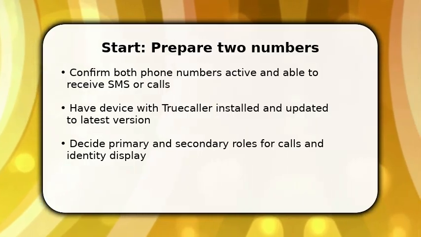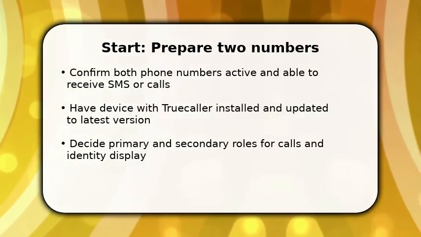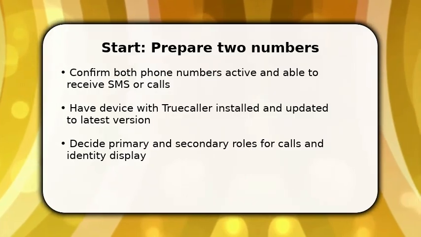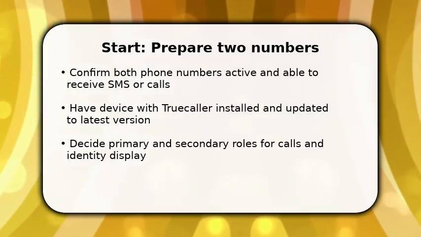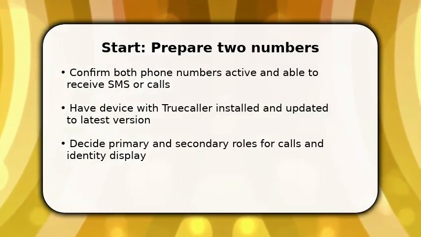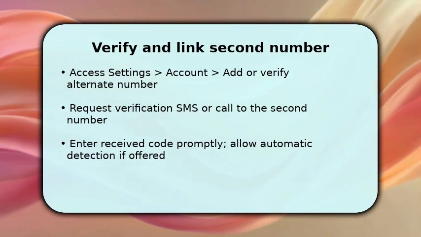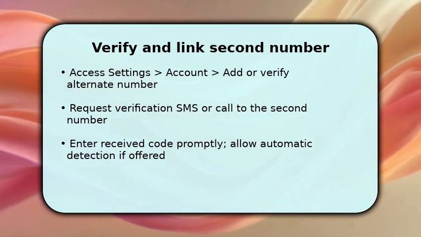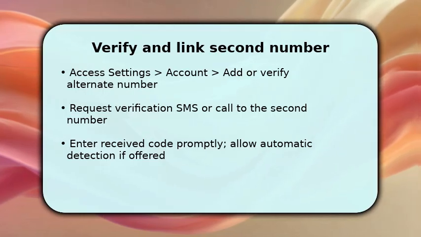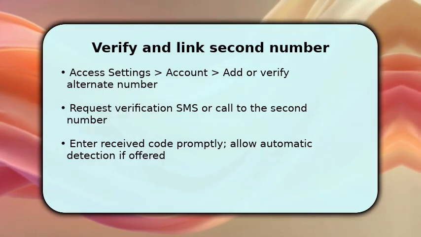Make sure to keep both SIMs or devices handy during verification. This reduces delays and avoids lockouts when Truecaller sends codes to each number. Next, you verify and link the second number so Truecaller recognizes both identities. This improves caller ID accuracy and helps manage calls.